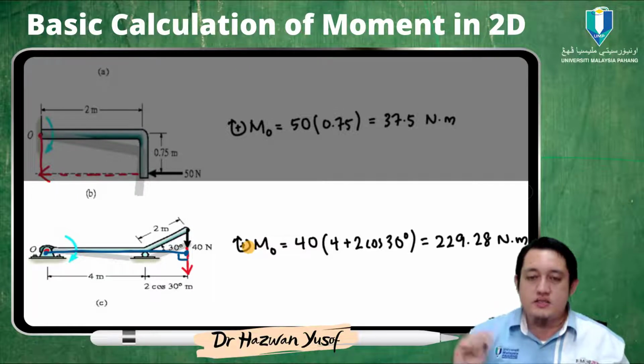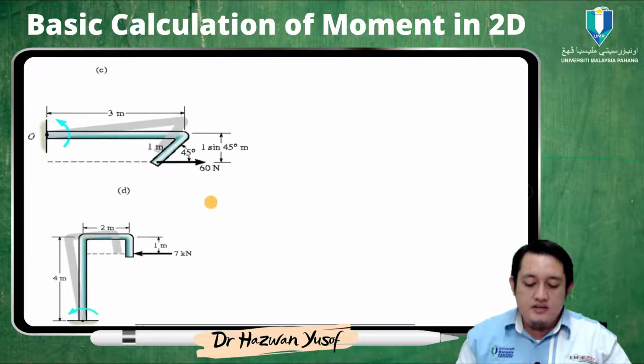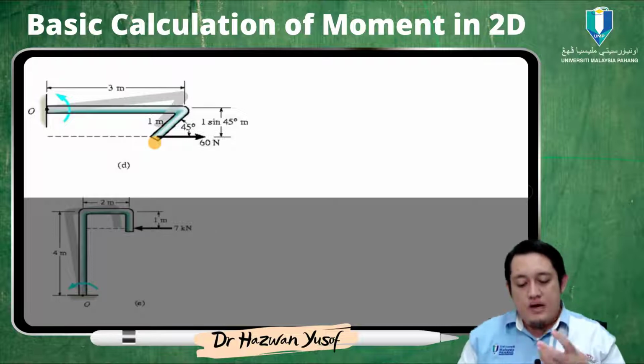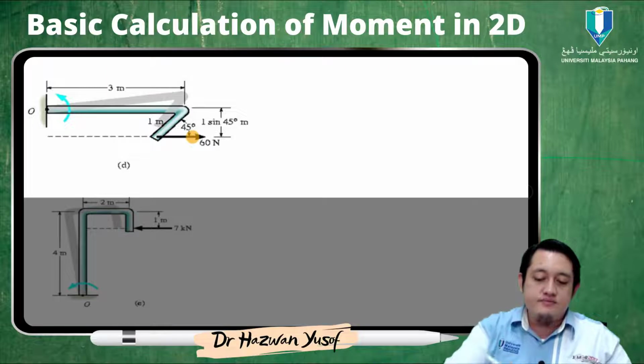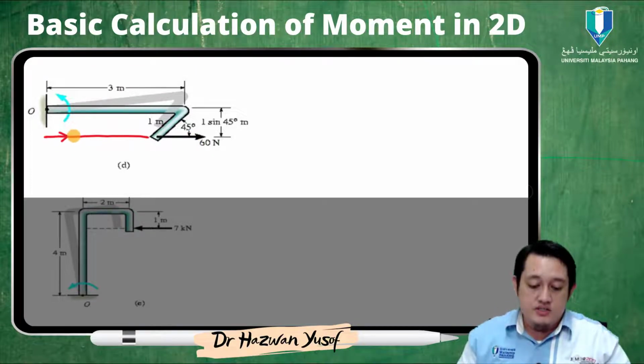Newton meter. So let's look at example D. This one also has quite a strange shape. Now we have a force, 60 Newton like this. How to determine the distance which is 90 degrees with this? Again, you need to extend the force. The line of force is like this, so this is the direction of the force.